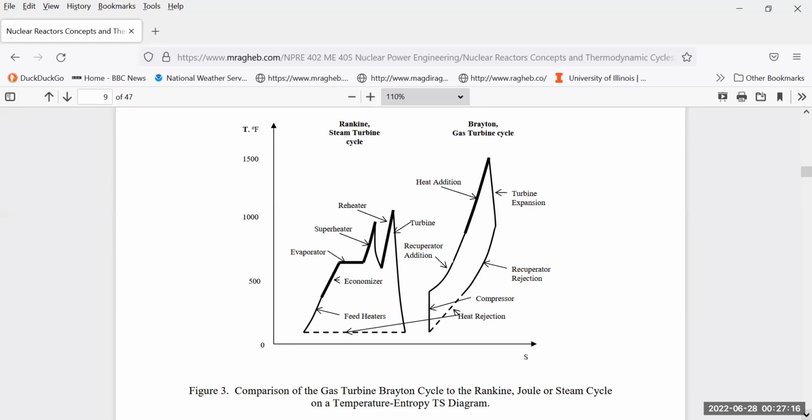Now the question is, what thermodynamic cycle is used? In existing PWRs and BWRs, because we are producing steam, what is used is, of course, in thermodynamics, a steam turbine cycle, also named the Rankine cycle. So from feed water heaters, you send your water into an economizer, then an evaporator, you turn it into steam, you can superheat it, then take it to a turbine, expand it, then reheat it, and expand it again, and then reject the heat to the environment to close the flow system.